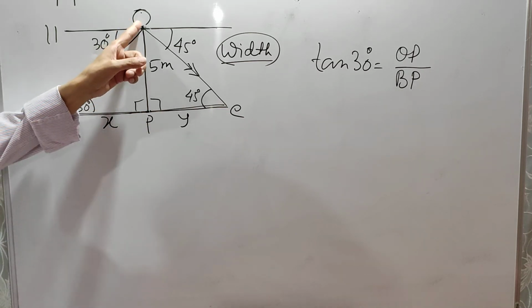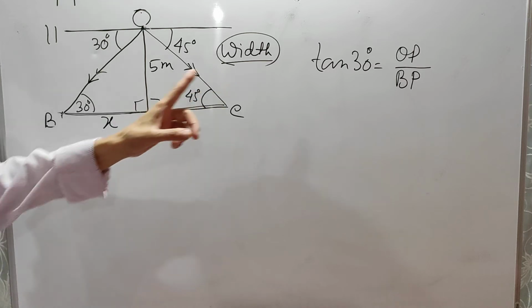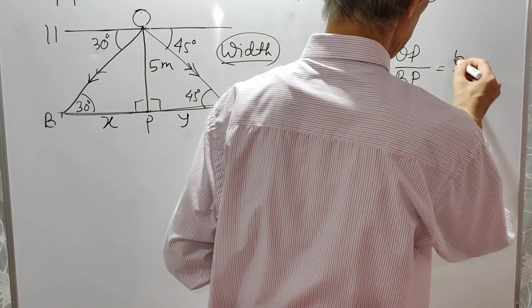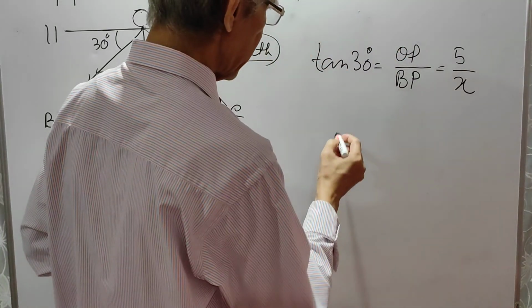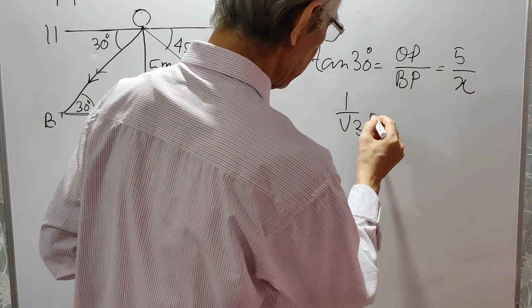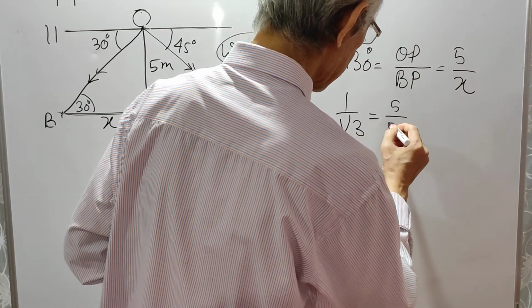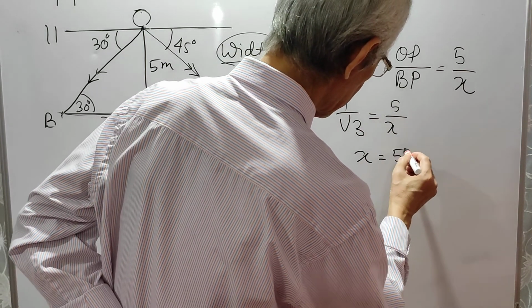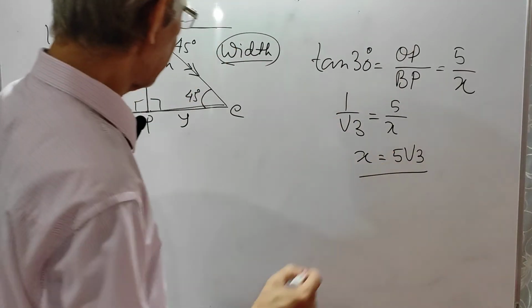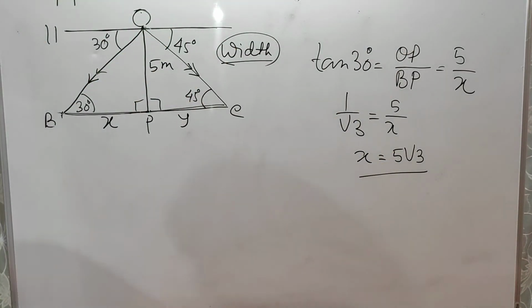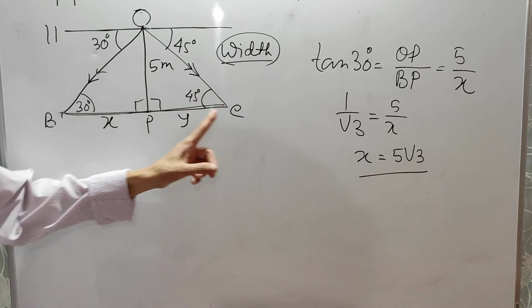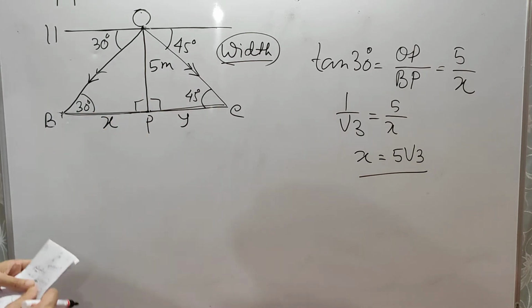So tan 30 is what? OP by BP, that means 5 by X. Now tan 30 is 1 by root 3, so 1 by root 3 equals 5 by X. Therefore from here we get X equal to 5 root 3. Now we have to find BC, the width of the river. So it will be X plus Y. X we have found out. Now let us find Y.